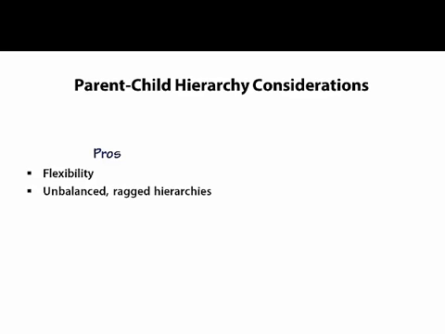In particular, the parent-child hierarchy is an easy way to model an unbalanced, ragged hierarchy. That is, we can have an inconsistent number of levels from each top-level member. Another way to think about that is we can have leaf-level members at different distances from the top level. That kind of flexibility allows us to easily skip a level if necessary.